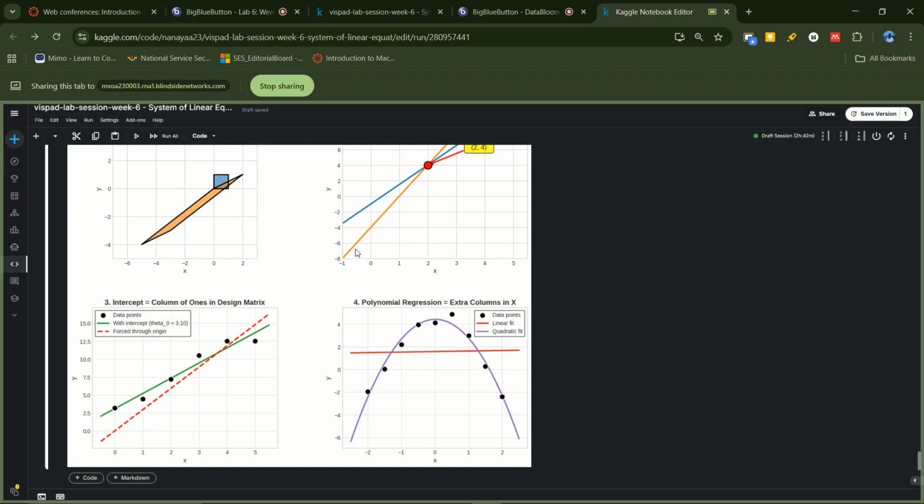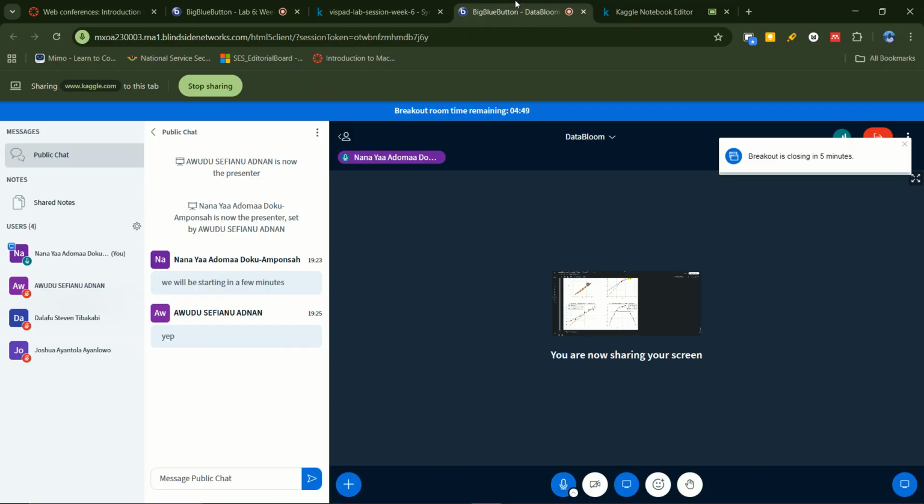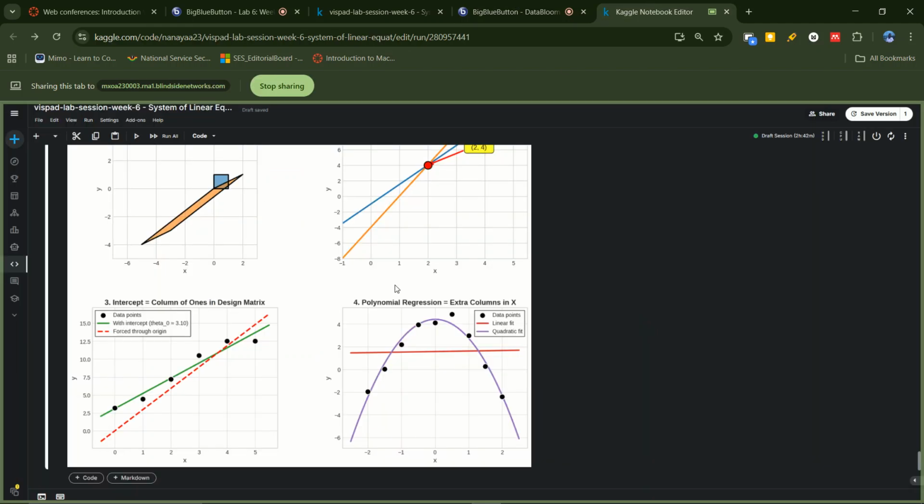So what does it mean? What does all this mean? This demonstrates that we include a column of ones in the design matrix so that the model can learn the intercept. Okay, so that the model can learn the intercept.